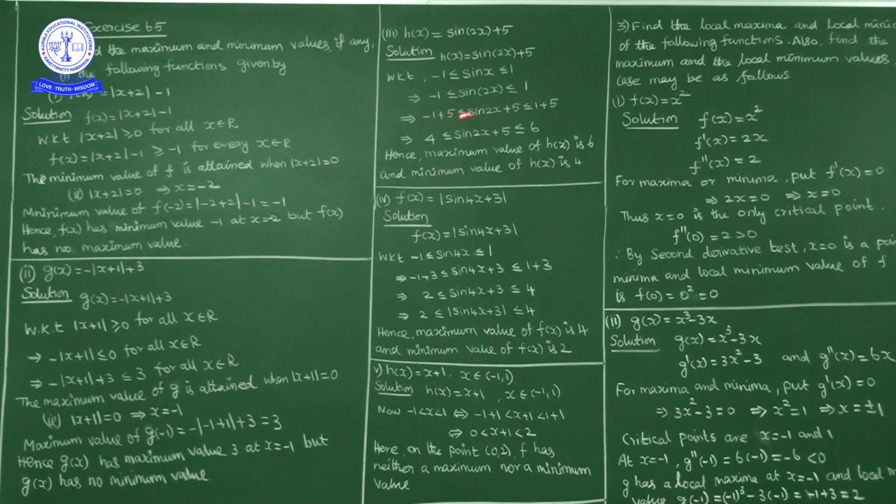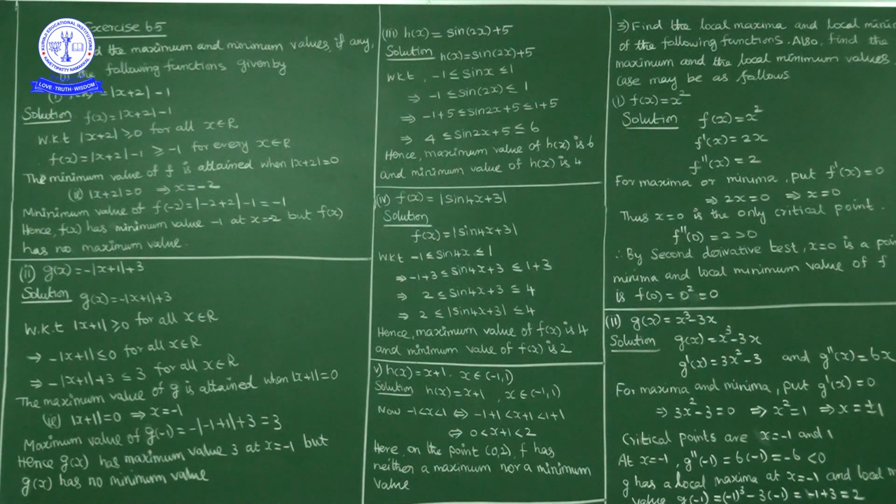Add 5 throughout. So what we get: minus 1 plus 5 is less than or equal to sine 2x plus 5, which is less than or equal to 1 plus 5. Minus 1 plus 5 is 4, and 1 plus 5 is 6. So 4 is less than or equal to sine 2x plus 5, which is less than or equal to 6. Now sine 2x plus 5 is nothing but h of x, so h of x lies between 4 and 6.